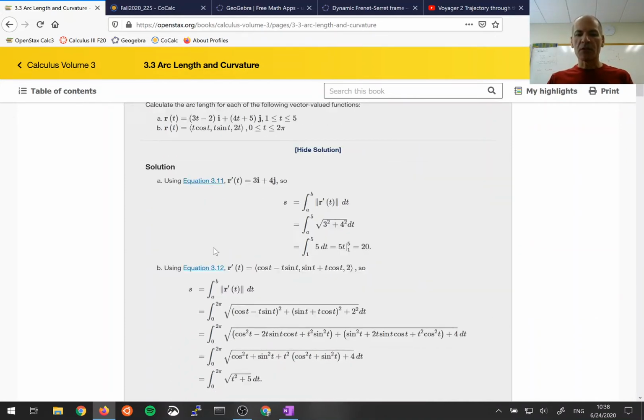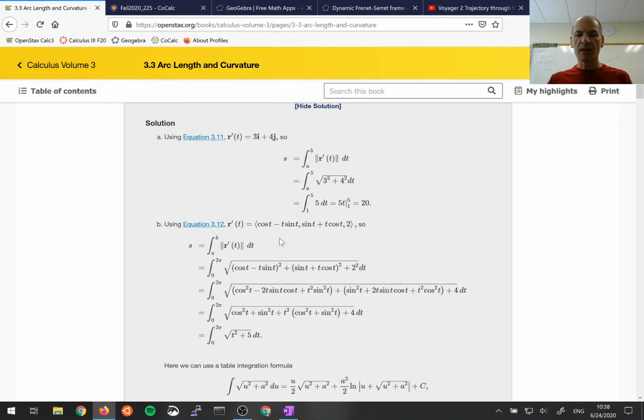Of course, first steps are to compute r prime and then the magnitude of r prime. And if you do that, you do the component-wise derivative here, and then you take the sum of the squares of the components and the square root. You put that underneath the integral sign, and usually these are pretty challenging integrals.